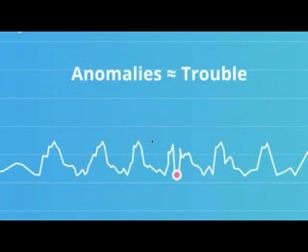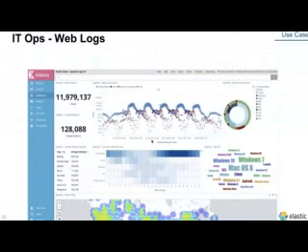And the real reason is quite simple. In almost all cases, when you're dealing with time series data, especially operational data, security data, business, it almost doesn't matter. Anomalies mean trouble. So, let's say, for example, you're in an IT ops kind of use case.